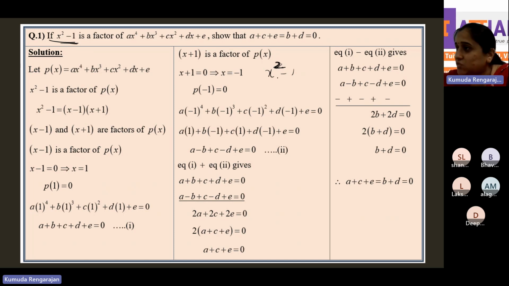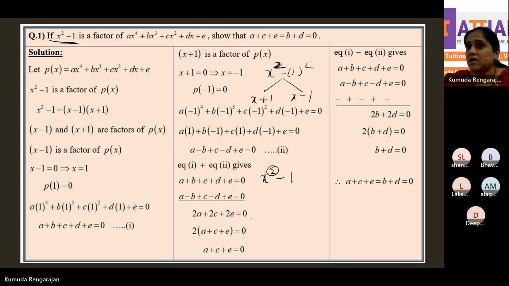So if the divisor is quadratic, factorize it and get the linear factors. So x square minus 1 is like a square minus b square, which is a plus b into a minus b. So why are we factorizing? The divisor x square minus 1 is quadratic because of x square. To use the remainder theorem, the divisor should be linear only. The power of x should be 1 only, not anything more than 1.